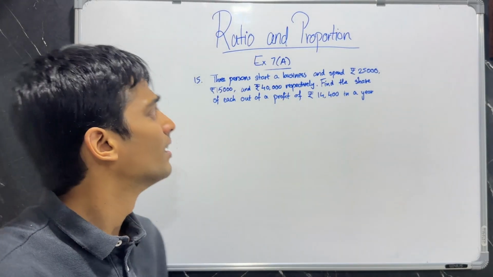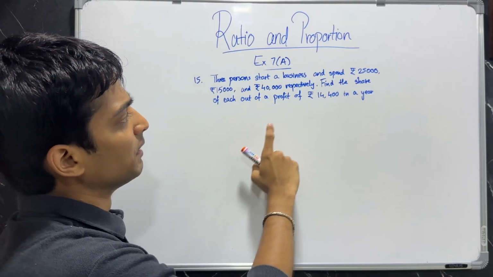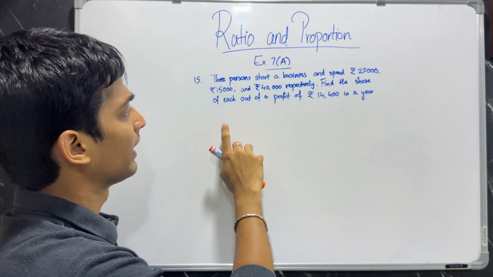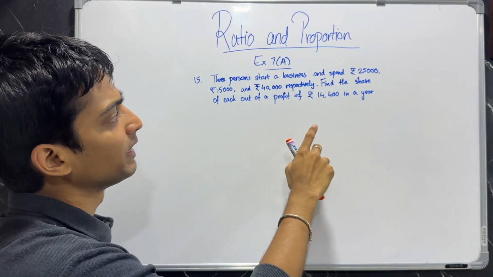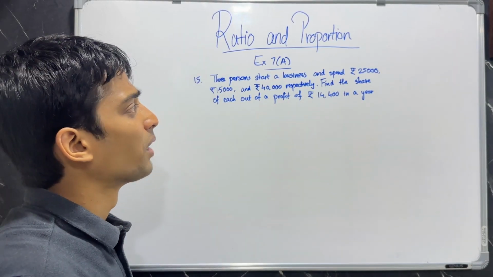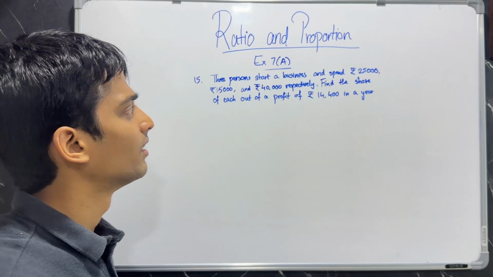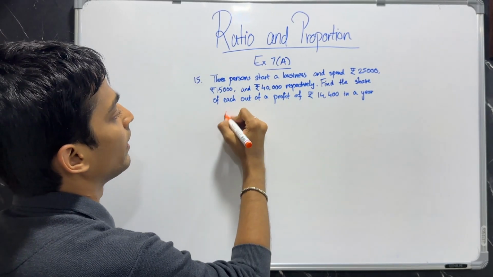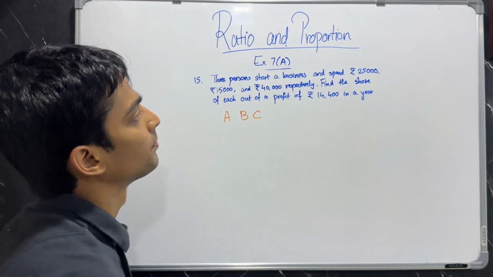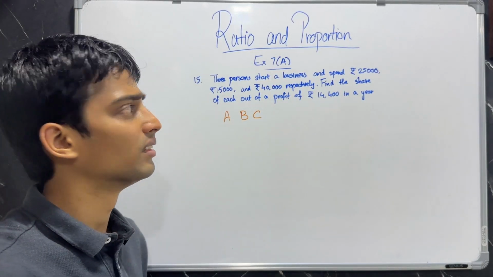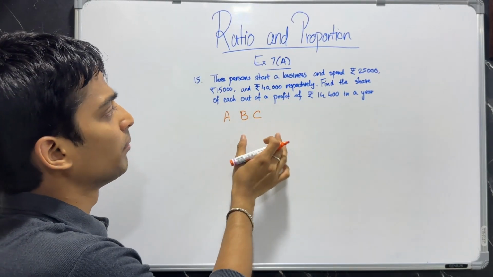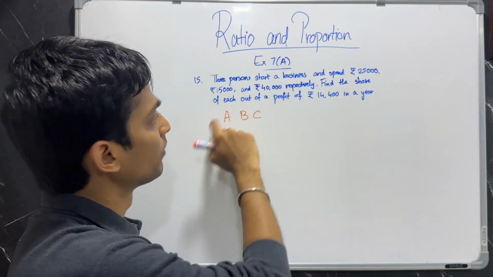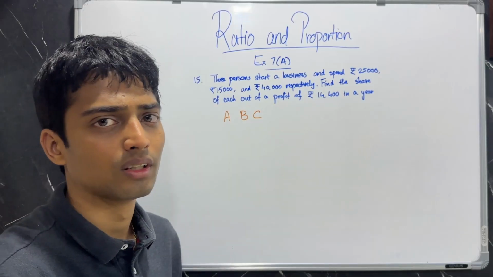15th sum. 3 persons start a business and spend 25,000, 15,000, 40,000 respectively. Find the share of each out of a profit of rupees 14,400 in a year. Now what is the question saying? Let's understand it first. There are 3 people. Let's call them A, B, C. They have started a business and each of them has invested some amount of money. A has invested 25,000, B has invested 15,000, C has invested 40,000.